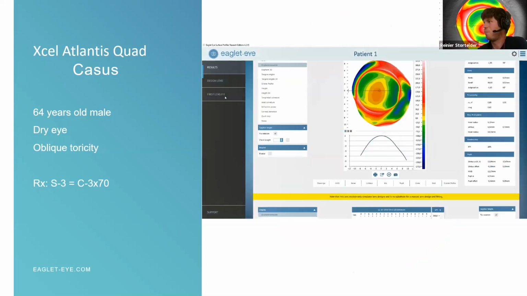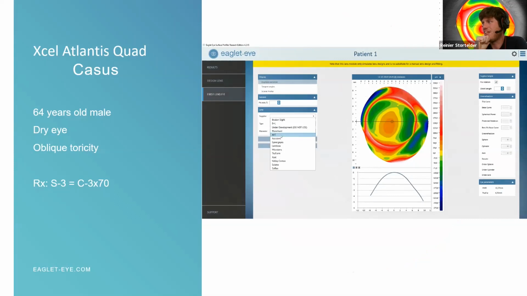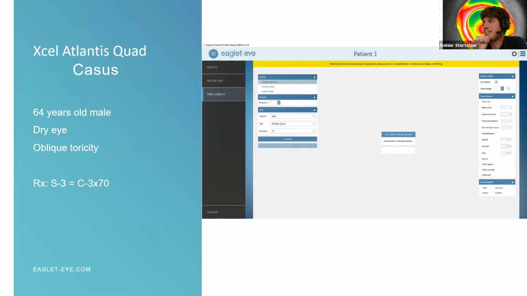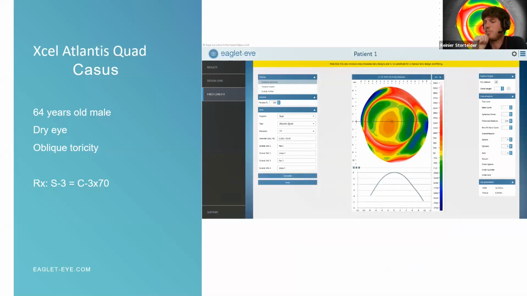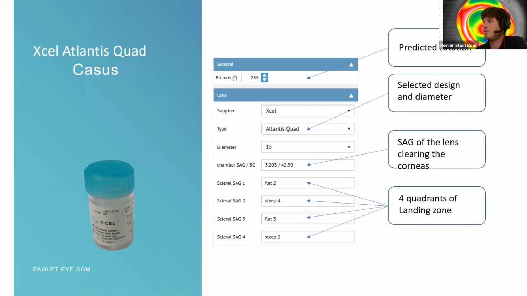Here I have once more the little video of how the selection process works, selecting Excel, selecting the Atlantis Quad, a 15mm lens in this case, hit calculate, and there is the prediction. So this was the lens that I've been using, a chamber sag of 3200, and the 3 scleral sags, as they call it, flat 2, steep 4, flat 3, and a steep 2.